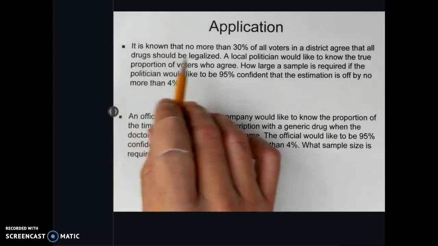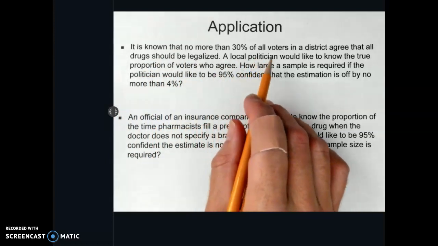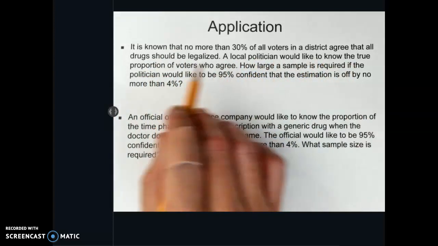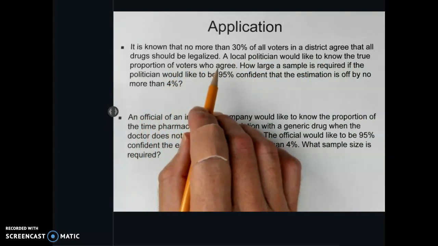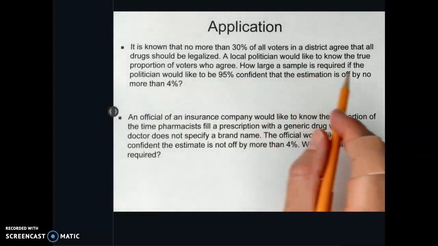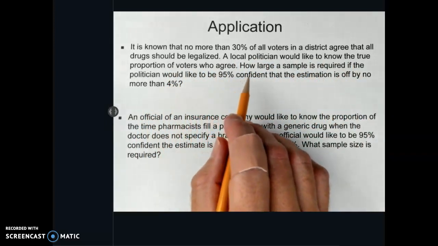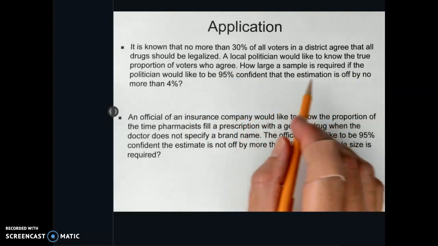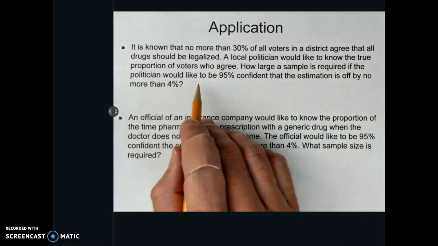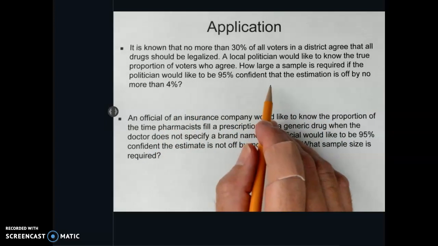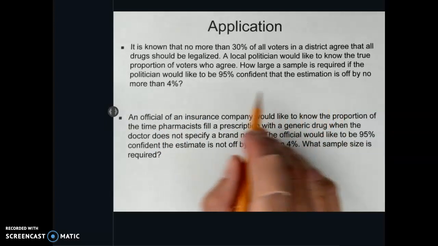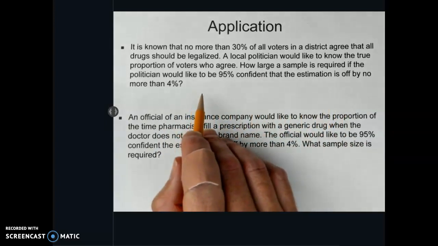It says, it is known that no more than 30% of all voters in a district agree that all drugs should be legalized. A local politician would like to know the true proportion of voters who agree. How large a sample is required if the politician would like to be 95% confident that the estimation is off by no more than 4%?